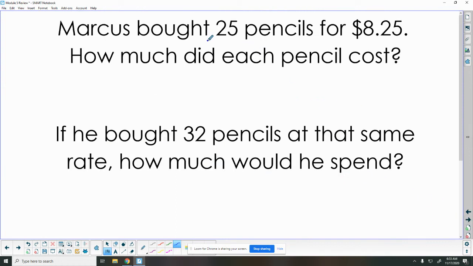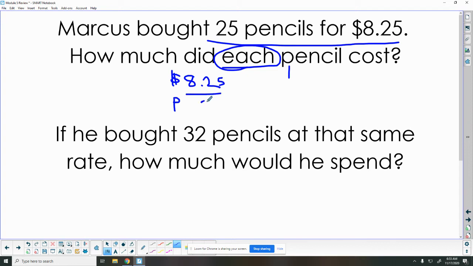Hey, Marcus bought 25 pencils for $8.25. How much did each pencil cost? So how much did one pencil cost? So here's our money. Here's my pencils. So see if you can set up this ratio. So money on the top, pencils on the bottom, and then I want to know the cost of one pencil. So we're going to crisscross multiply and then divide.